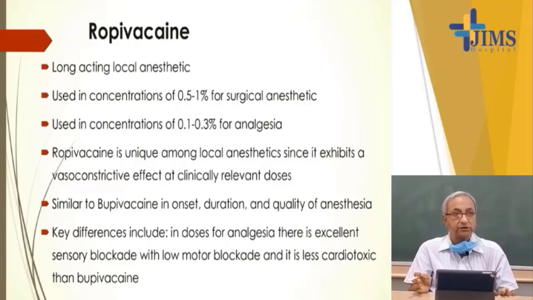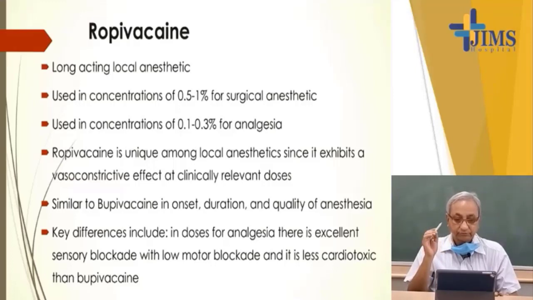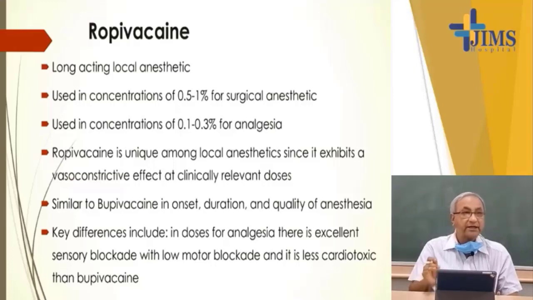Ropivacaine is a drug we use quite regularly for pain relief. It is a long-acting anesthetic. The concentration is 0.5 to 1%, or for analgesia it is 0.1 to 0.3%. It is a peculiar anesthetic where the motor system is not blocked so much, but the sensory block is very profound. Similar to bupivacaine in onset and duration of action, and it is less cardiotoxic than bupivacaine.